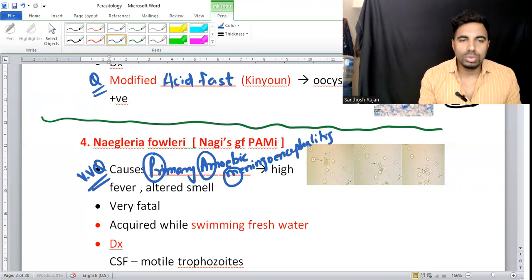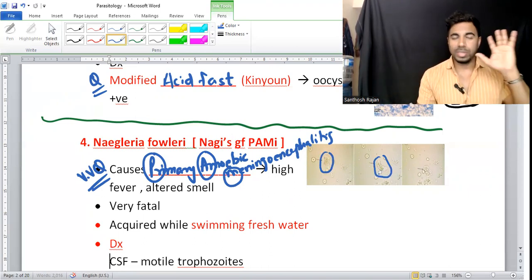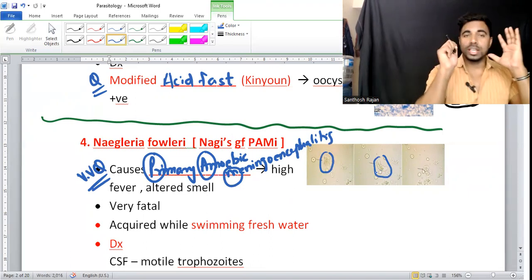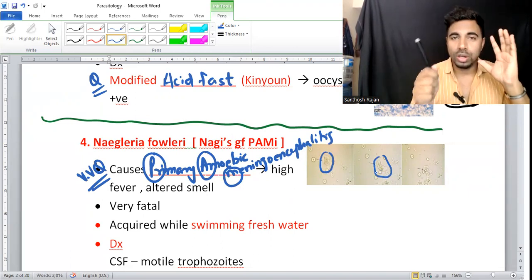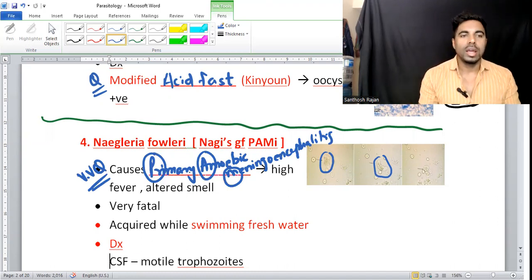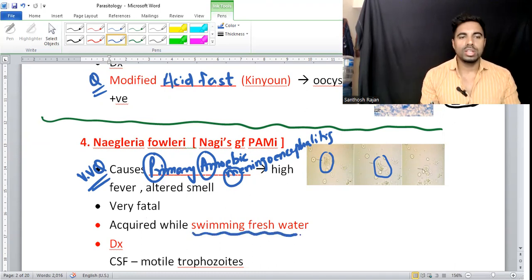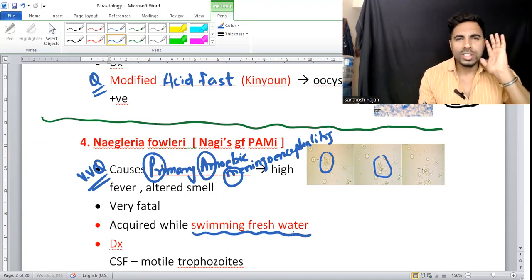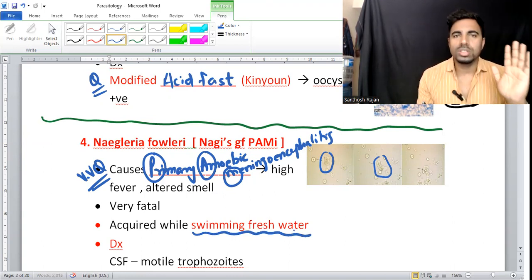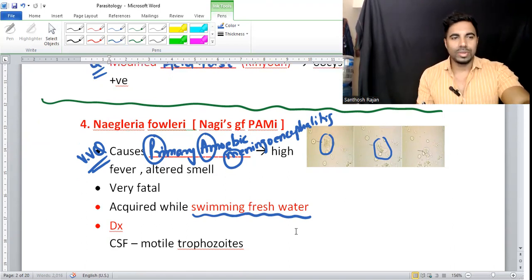So what are you seeing here? This amoeboid structure, free living, is Naegleria fowleri. Less chance, but if they give CSF fluid where this amoeba was found, you just think it's either Naegleria fowleri or Acanthamoeba. But Naegleria fowleri is mandatory, especially if they give terms like primary amoebic meningoencephalitis. Very fatal, and usually a history of swimming in freshwater. Negi, while swimming with his girlfriend Pammy, got this disease. Remember it like that.